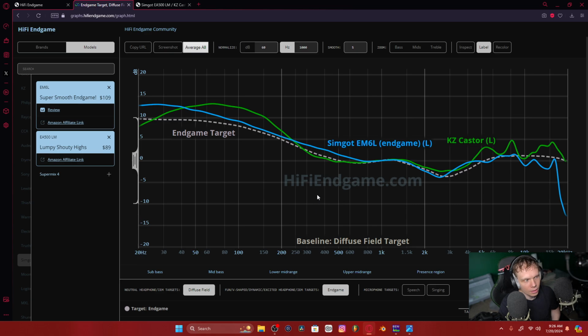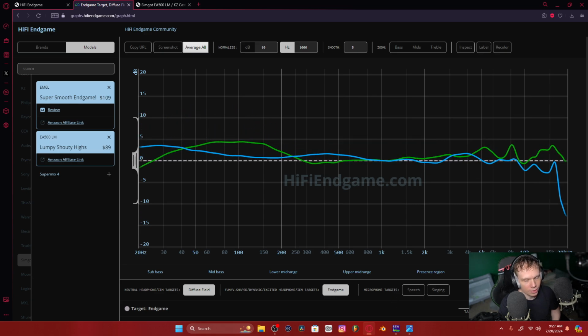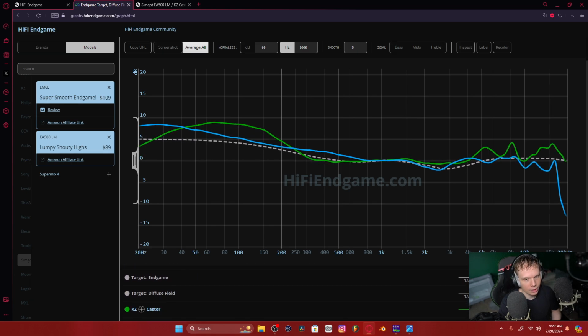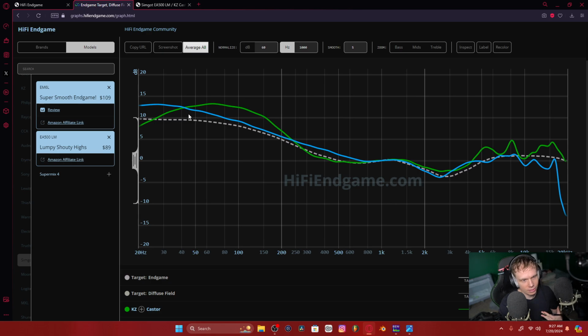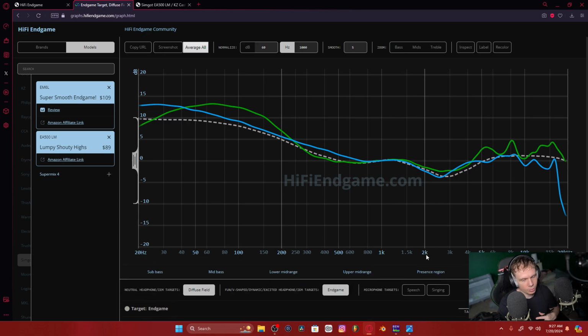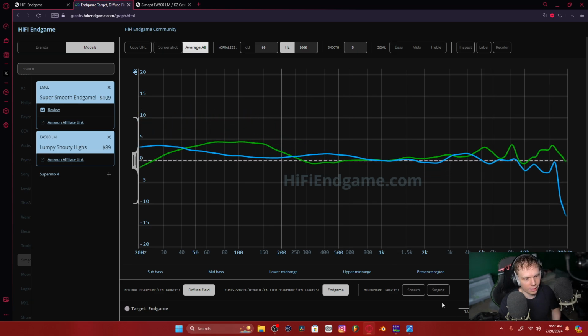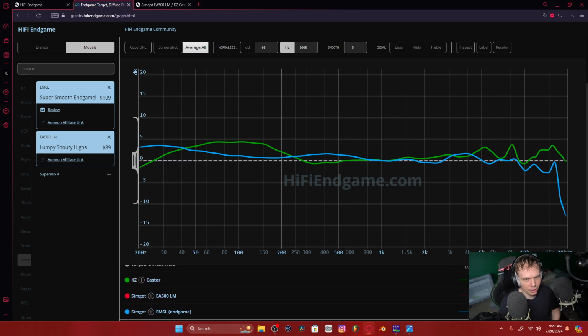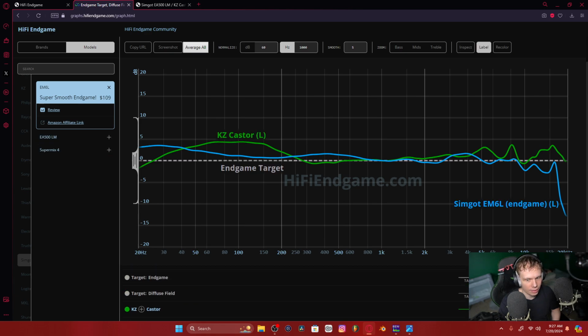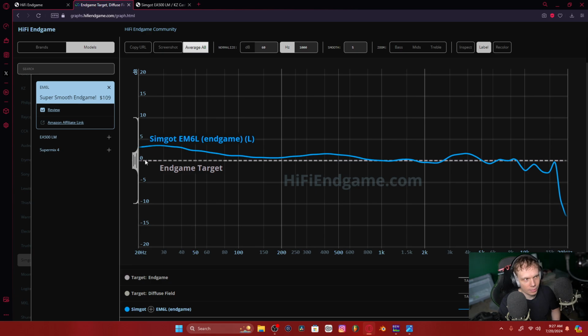So these things, and then again, you can flatten this to the end game target if you want, so you can kind of get a better idea of, okay, what does it look like? I almost want to get rid of diffuse field, but I think diffuse field is important to show you the shaping. This is how I think it's appropriate to see the shaping. But you can just flatten it out like this and be like, okay, that's what it looks like. You can see all the problems just fine, just like this. But we can look at, okay, so that's the SIMGOT EM6L.